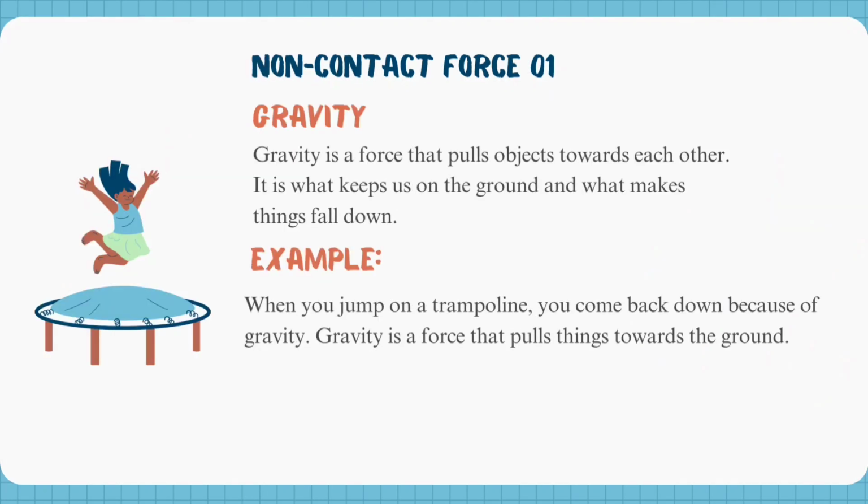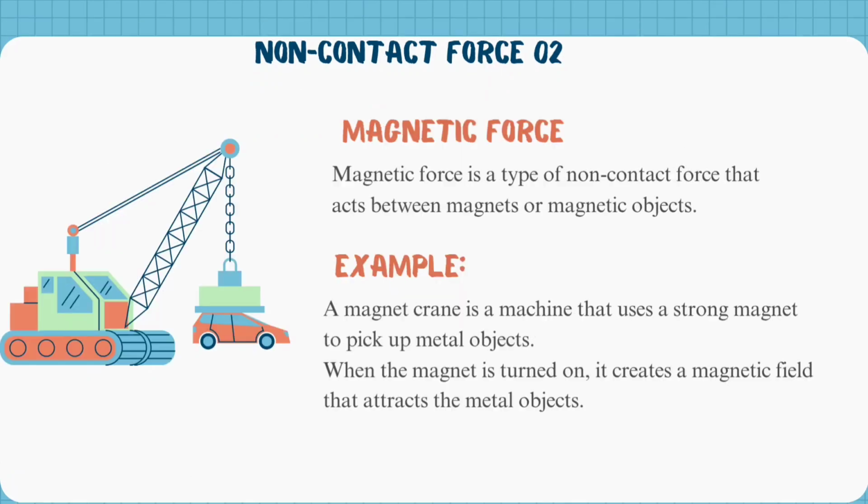Now we will discuss the non-contact forces, and from that we'll discuss the gravity force. Gravity is a force that pulls objects towards each other. It is what keeps us on the ground and what makes things fall down. For example, when you jump on a trampoline, you come back down because of gravity, and gravity is the force that pulls things towards the ground. So this is about the non-contact force, which is the gravity force.